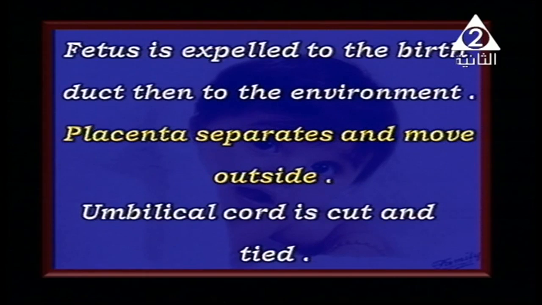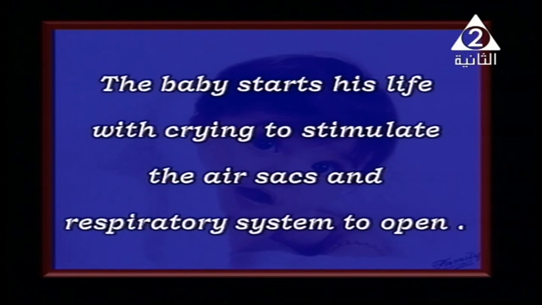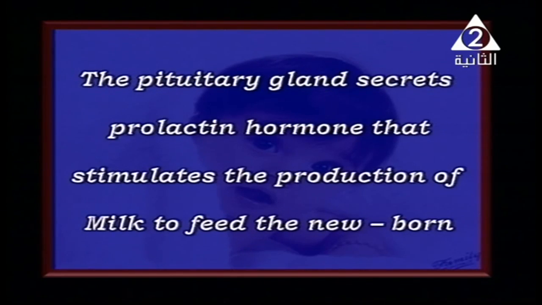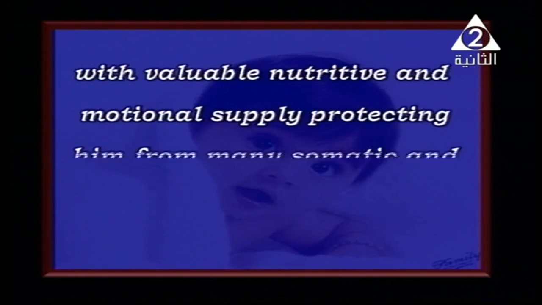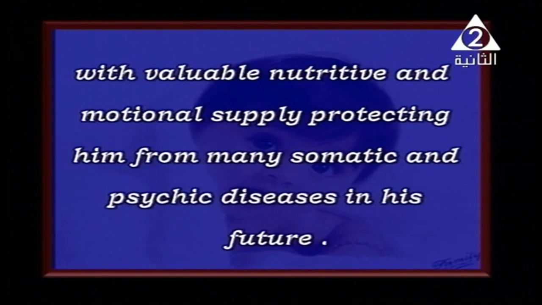The umbilical cord is cut and tied, or we need to tighten it, to fix it tightly. The baby starts his life with crying to stimulate the air sacs and respiratory system to be ready, open, and to use. The pituitary gland secretes prolactin hormone that stimulates the production of milk to feed the newborn, with a valuable nutritive and emotional supply, protecting himself from many somatic and psychic diseases in his future.